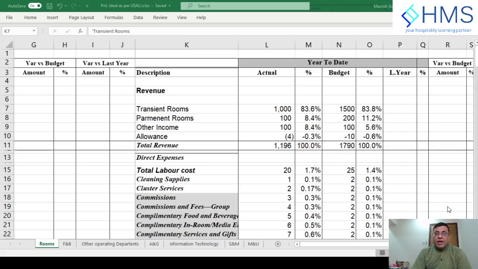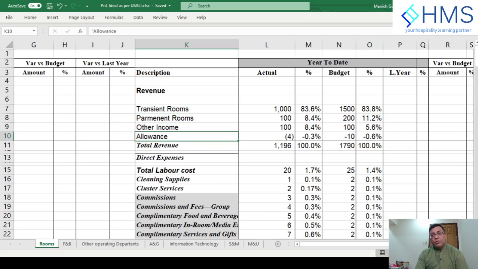In this module, we have discussed rooms, revenue, and expenses so far. Even after we have covered the room revenue and expenses, we also need to see how they impact the profit and loss statement, which are variable, how to read them and analyze those expenses. As you have seen in the previous definitions on the room revenue section, the room revenue is divided into transient rooms, permanent rooms, other income, and allowance.